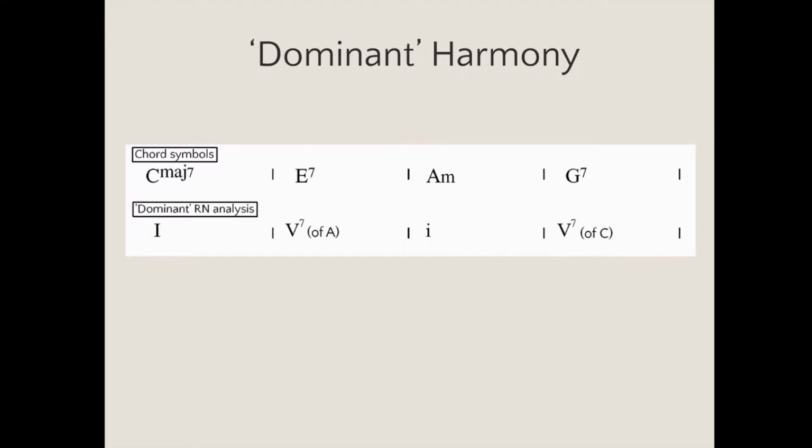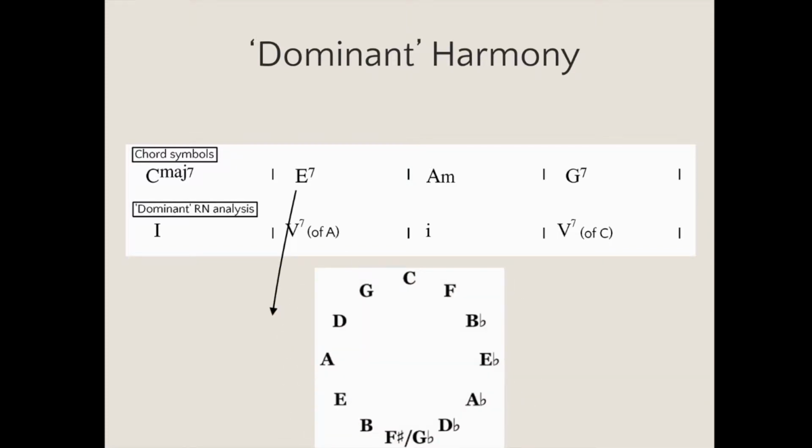To make this easier, learn the cycle of fourths off by heart. It will make everything much easier with dominant harmony. As you can see in the example here, the E7 becomes the 5-7 of A. So you have the chord 1, which is C major 7, and then we think of E7 as chord 5-7 of A, and it resolves to A. And then the G7 is 5-7 of C.